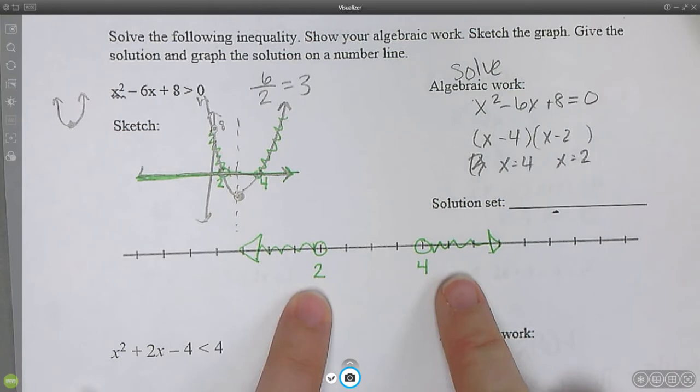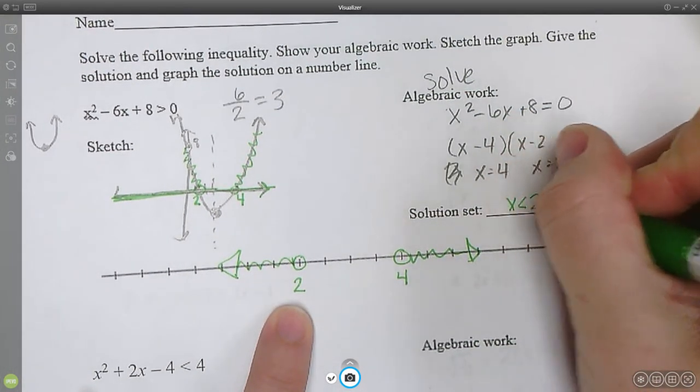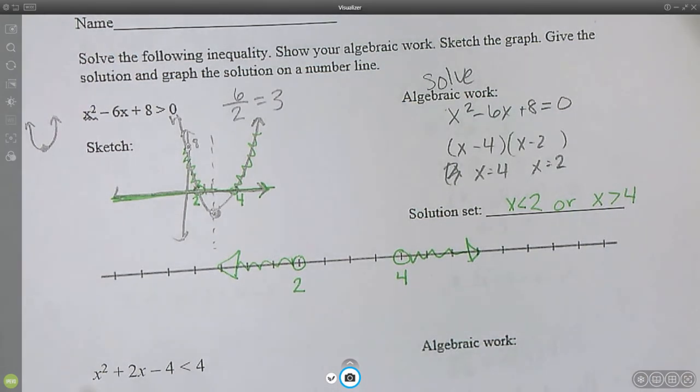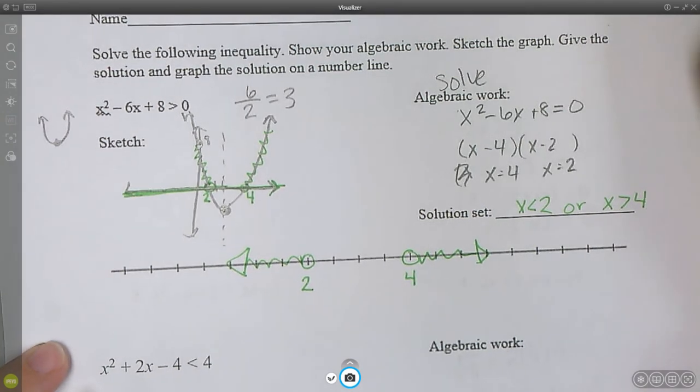And now we need to write an inequality for this. So we have x is less than 2 or x is greater than 4. And then you'll do the same thing for the two graphs below.